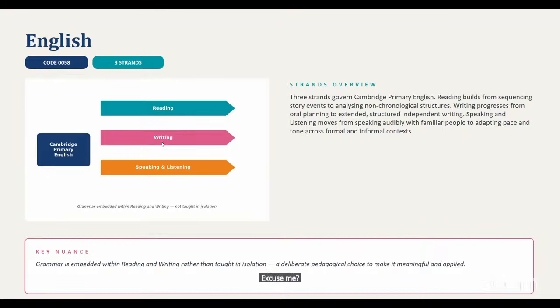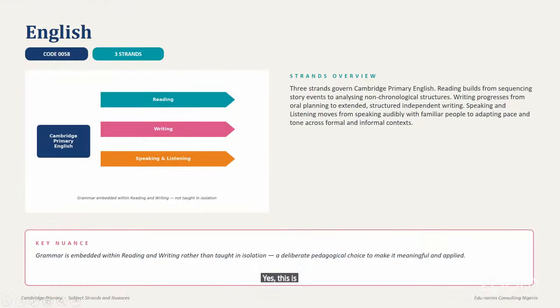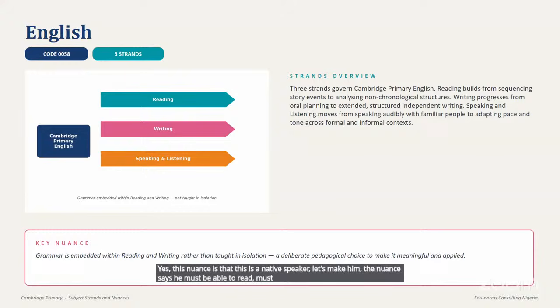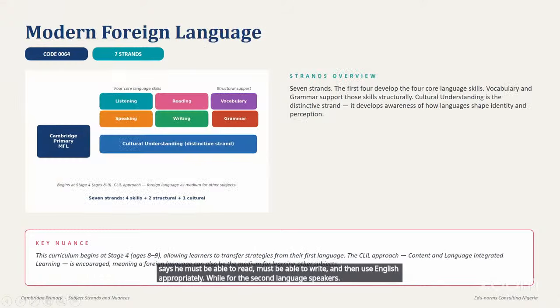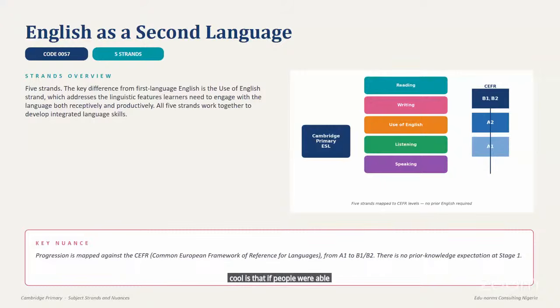Yes, this is English as a first language. Now, the nuance is that this is a native speaker. The nuance says he must be able to read, must be able to write, and use English appropriately. While for second language speakers, the nuance is that they must be able to read, write, use English, and then listen.